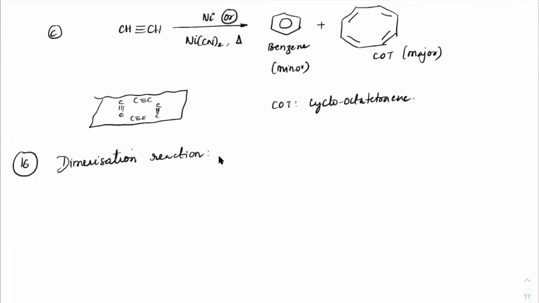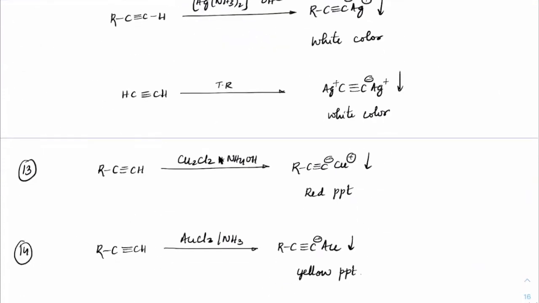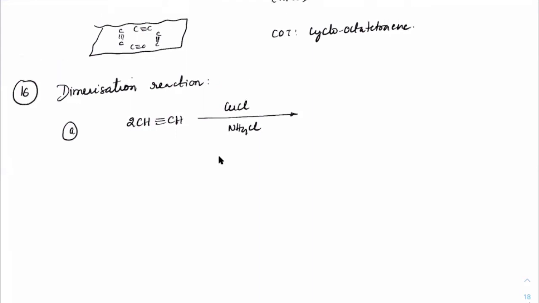See, next is the dimerization reaction. First one: in case I take 2 moles of acetylene and treat that with cuprous chloride in the presence of ammonium chloride. See, earlier it was copper with ammonium hydroxide, and here see the difference. That was an ammonium hydroxide solution, not a salt. Here we are taking cuprous chloride in ammonium chloride salt.